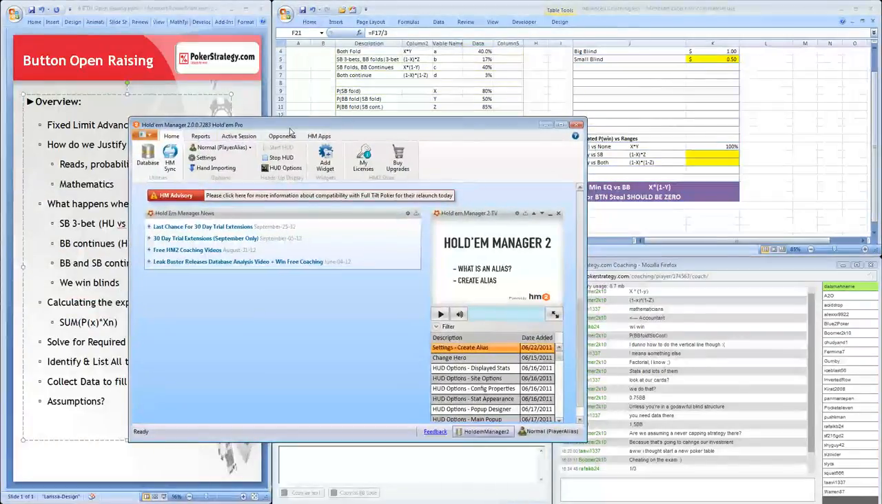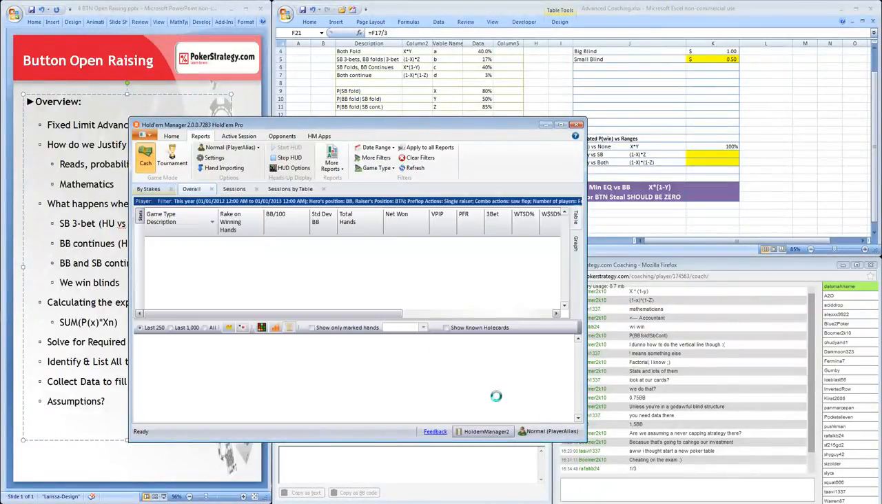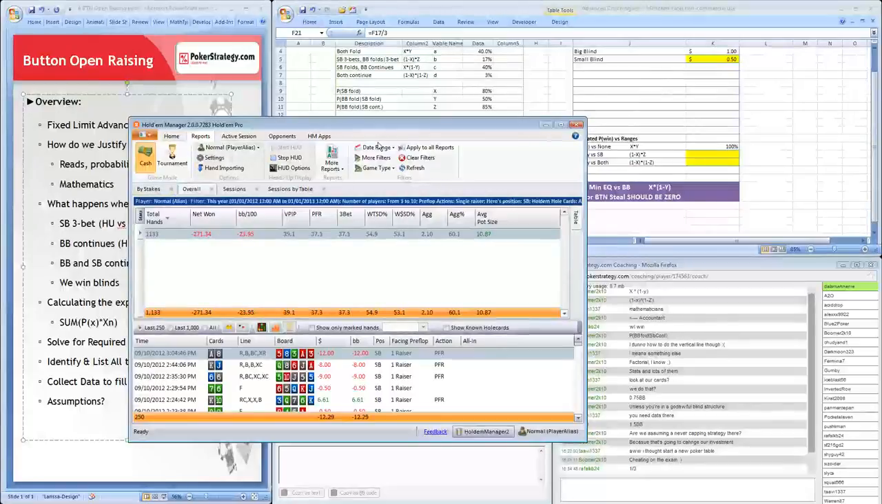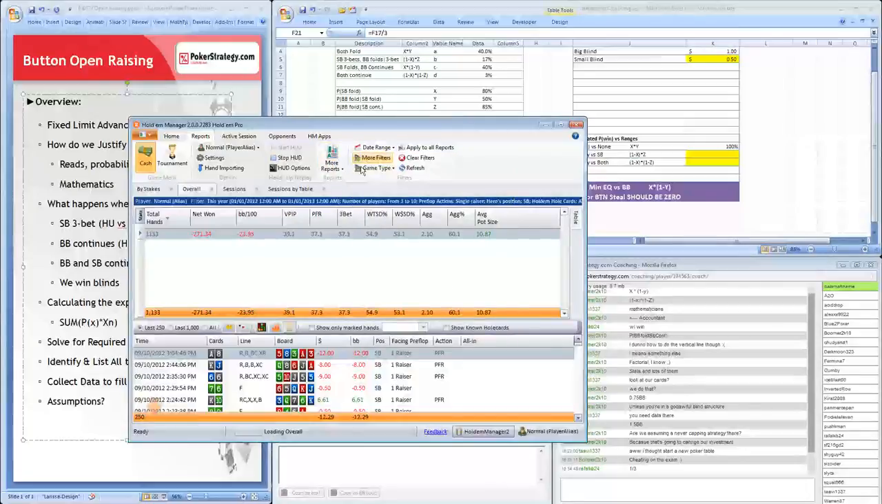Okay, so I've got Hold'em Manager up. Let's pop into reports. Now, the way I worked this out to get an average pot size that seemed relevant to me was to create an alias that had basically every single player that I could find in it. And then the next thing that I did was I created a filter. Now, I'm not sure which date range this is. Let's go to all dates. Basically, this is a lot of different players in my database. Hundreds of different aliases, I'm sure.